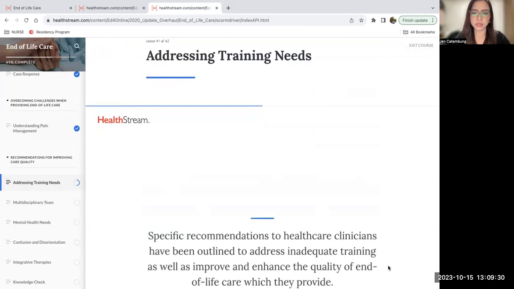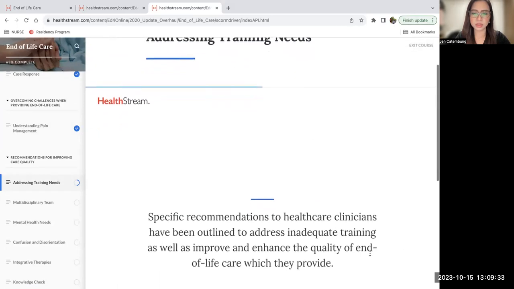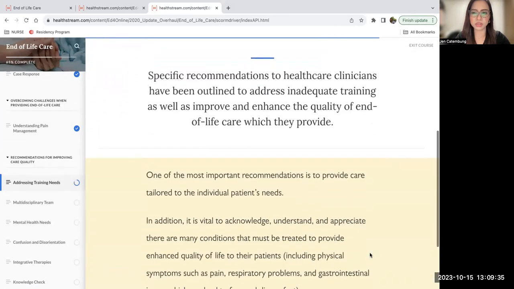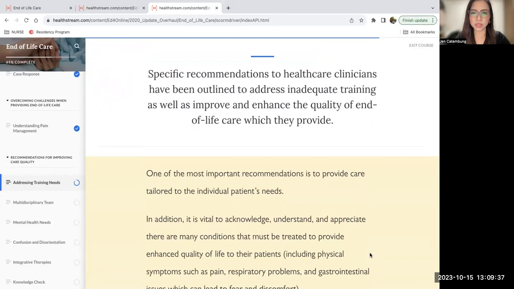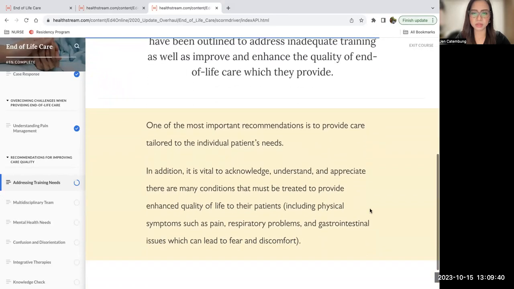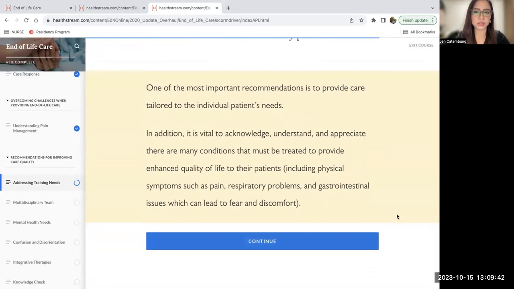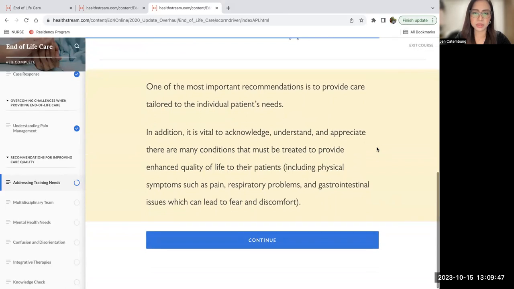Addressing training needs. Specific recommendations to healthcare clinicians have been outlined to address inadequate training as well as improve and enhance the quality of end of life care which they provide. One of the most important recommendations is to provide care tailored to the individual patient's needs. In addition, it is vital to acknowledge, understand, and appreciate there are many conditions that must be treated to provide enhanced quality of life to their patients, including physical symptoms such as pain, respiratory problems, and gastrointestinal issues, which can lead to fear and discomfort.